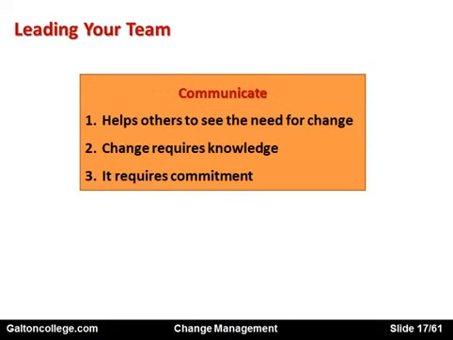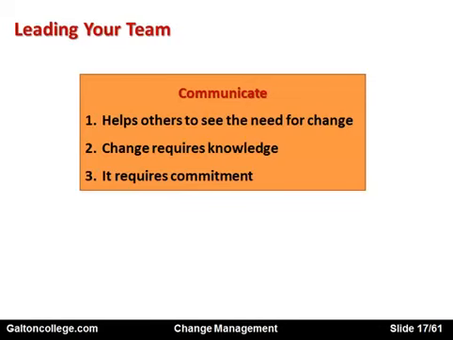Now, leading your team: first of all, help others to see the need for change. So the power of communication is very important. People must be taken through the process. They can see sales are falling off for a product, and they can see perhaps the new product is becoming slightly more impressive and selling more and more and becoming popular, and so it's important to communicate. It helps others to see the need for change. It helps them to switch over from one to the next.